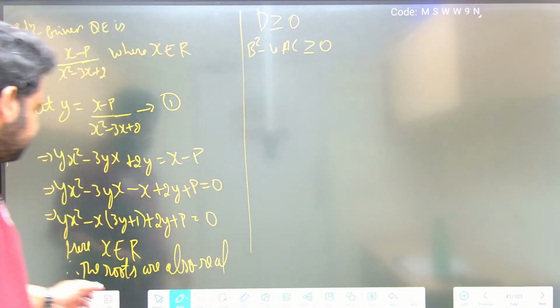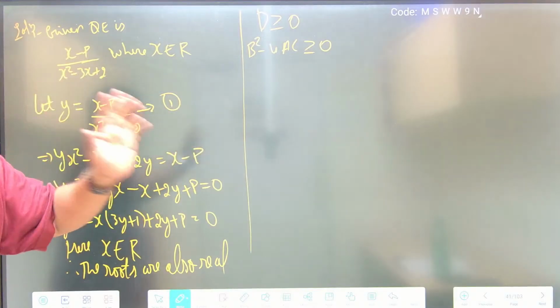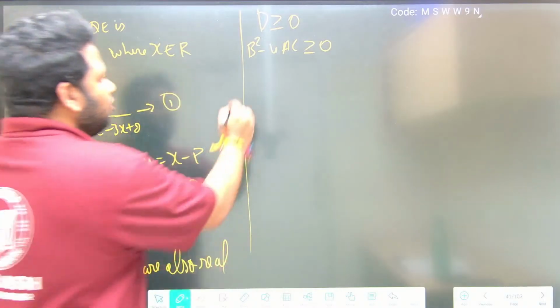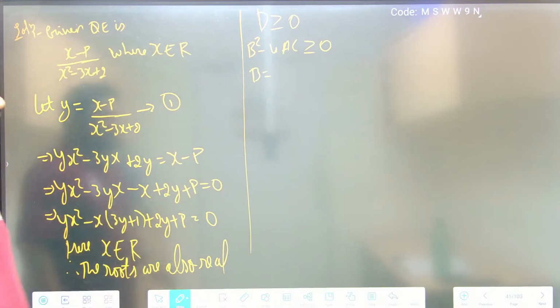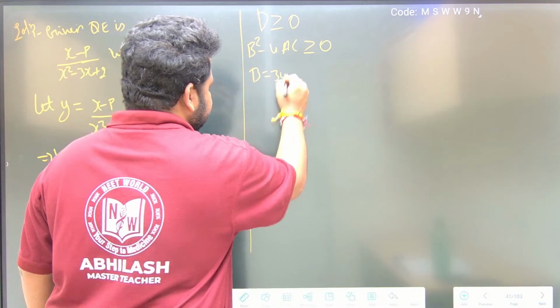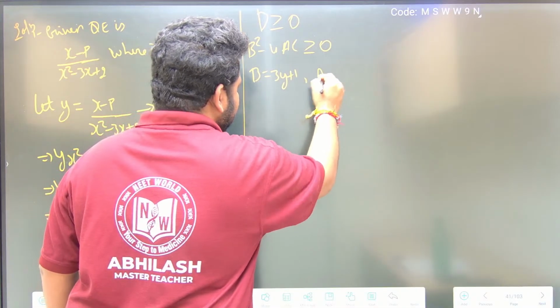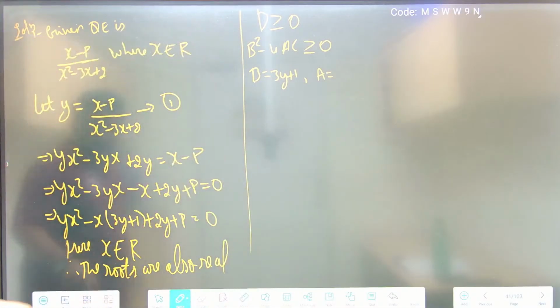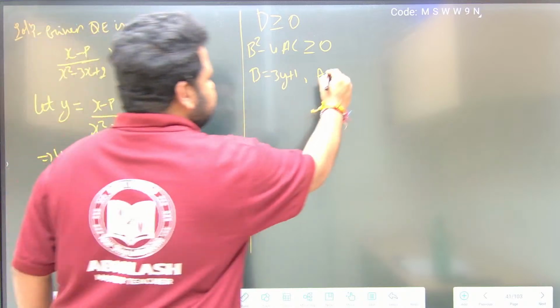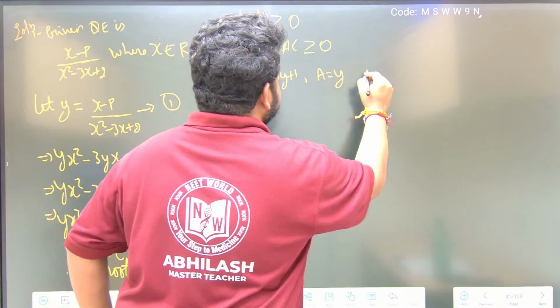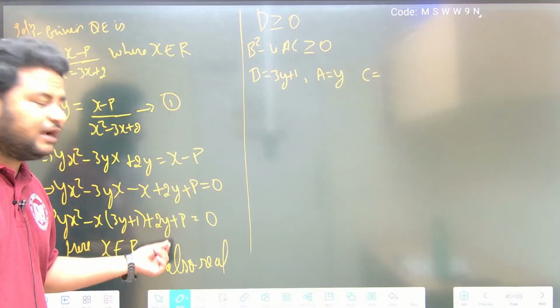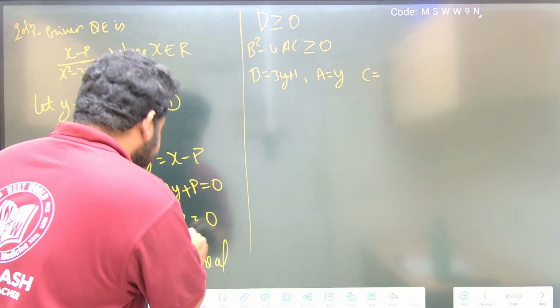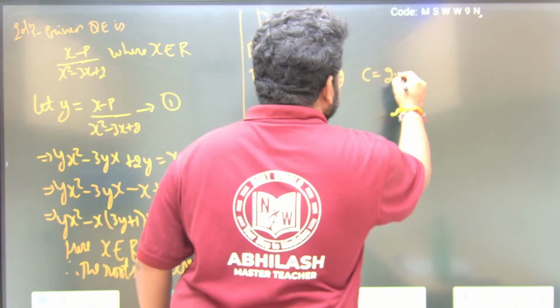Now in this equation, what is a, what is b, what is c? What is b here? b here is 3y plus 1. Write it down, you have to get full marks, so write down all these steps. A is what here? a is just y. What about c? c is not just 2y, it is 2y plus p, this entire thing is c.